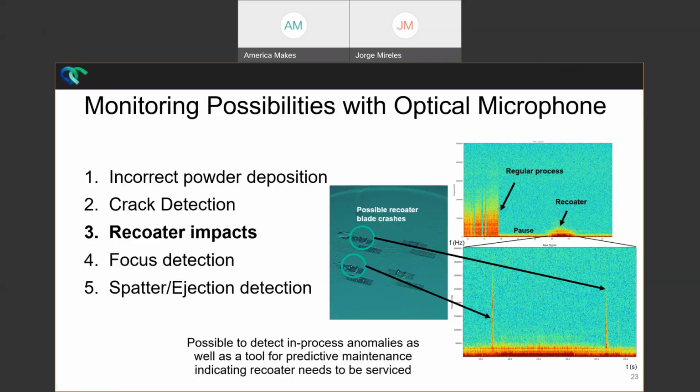similar to the incorrect powder deposition, can extend to the ability to detect anomalies during the process. But even more than that, I think it can also be used as an indicator that perhaps maintenance or servicing may be needed on the recoater. That's just an example. Maybe if something needs to be lubricated, maybe that's caught by this monitoring method.